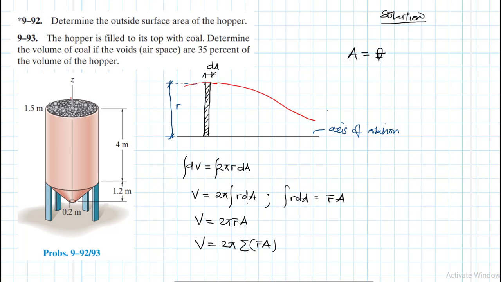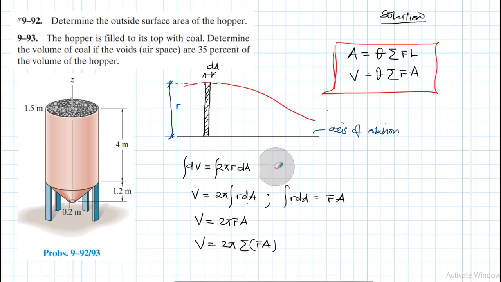So the general formula is just theta r bar L. Maybe I write it for a composite. So this is the general formula, and for volume we have theta summation r bar area. So these are the two general formulas that we are going to be using in solving the problems that we are going to start now from 9.92 and those that follow.